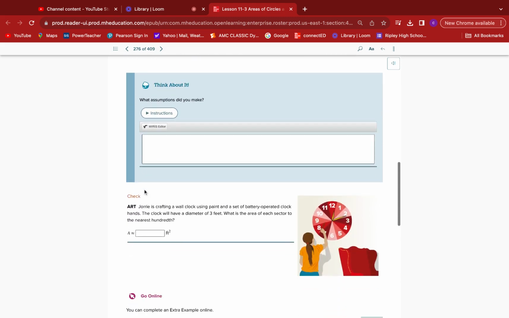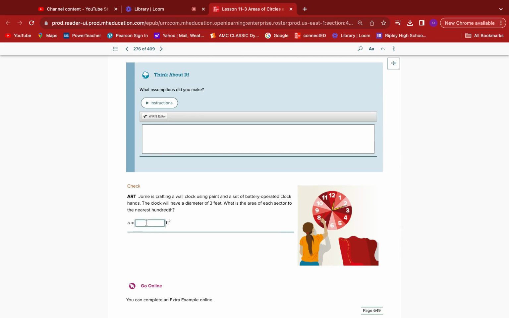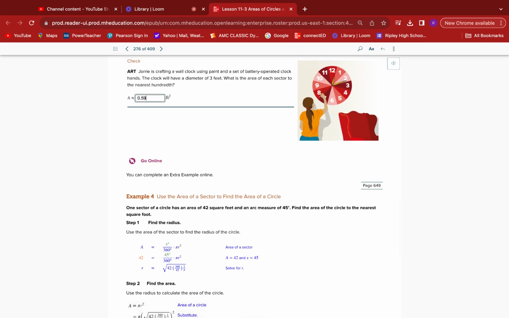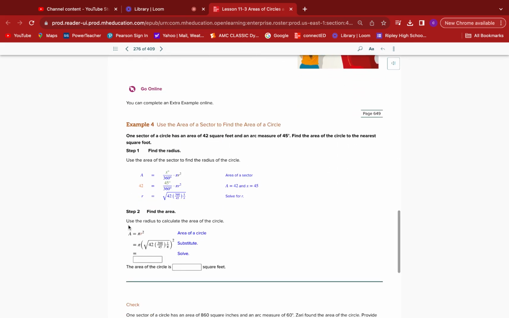Alrighty, what we got here? To the nearest hundredth is 0. Now I'm looking at a 589, but the 9 makes the 8 go to a 9. So it'll be 0.59 because the hundredth is 2 numbers after the decimal. All right, example number 4. Turning into the next page.